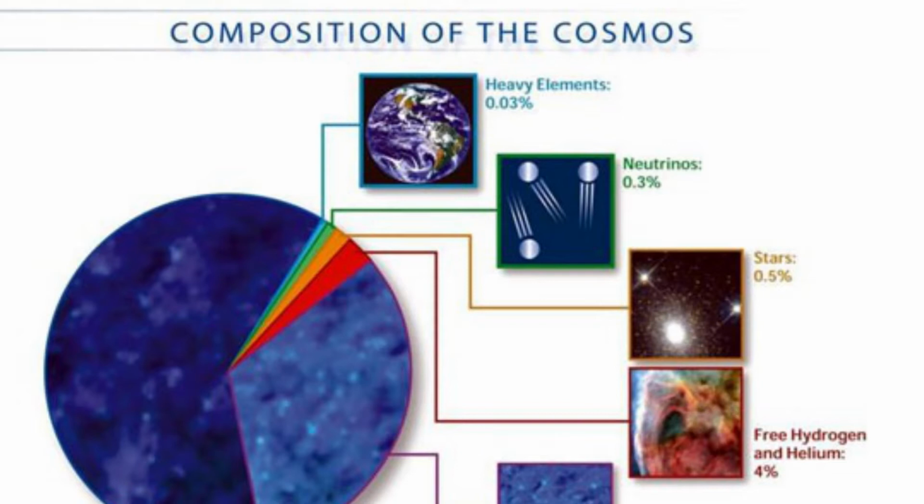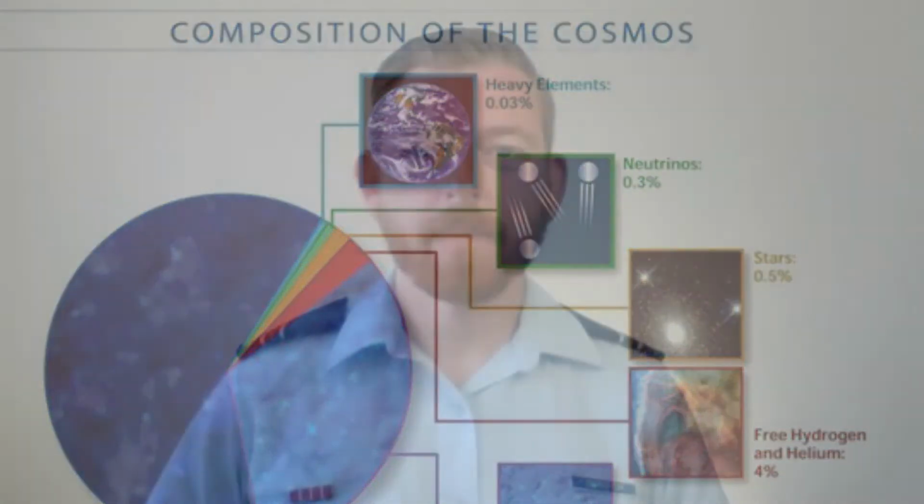And that picture of the Earth at the top, the heavy elements that represent 0.03% of the cosmos, that's us. That's all the elements apart from hydrogen and helium. It's kind of amazing to think that everything you've ever touched and everyone you've ever known all exist inside that tiny fraction of our universe.